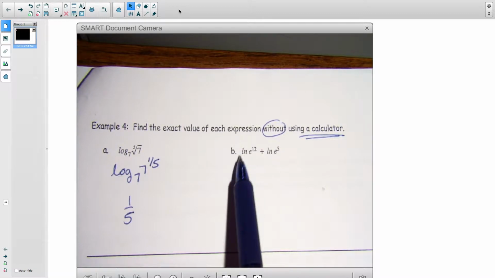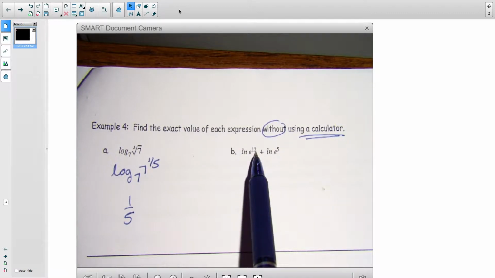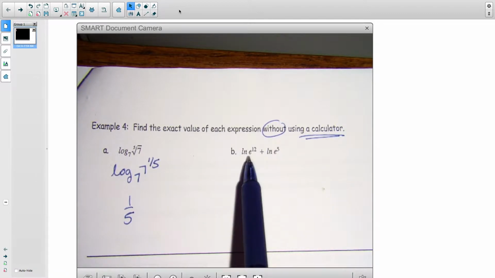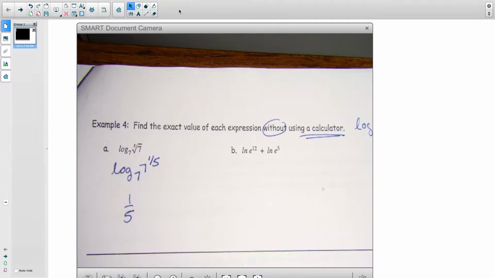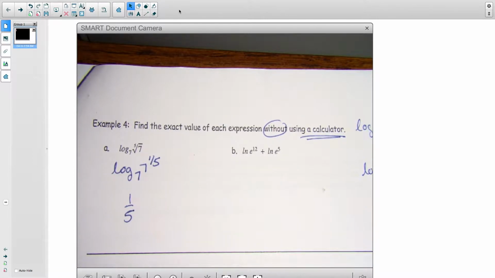Okay, what's the natural log of e to the 12th? What's the base on natural log? Its base is e. Log base 10 is just where we write it, just log of x. But if it's log base e of x, we write it as natural log. You guys can't see that.